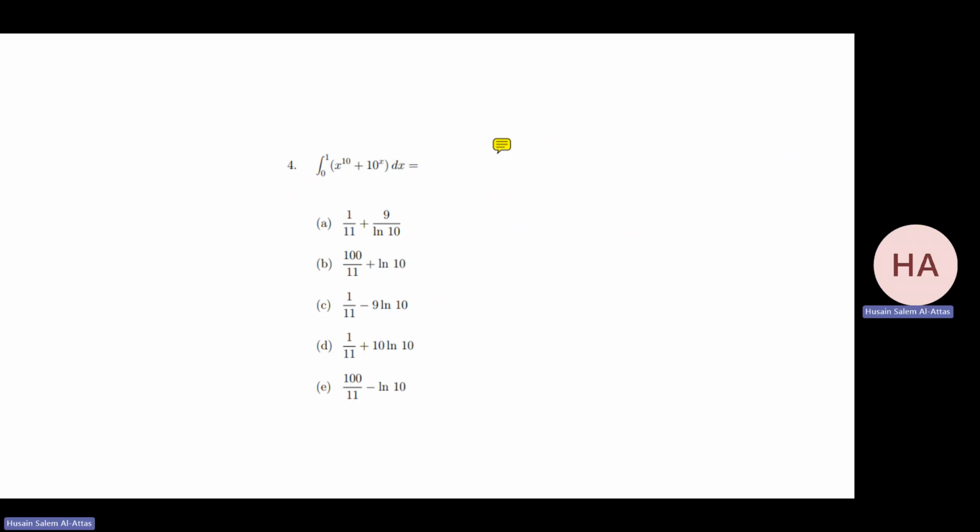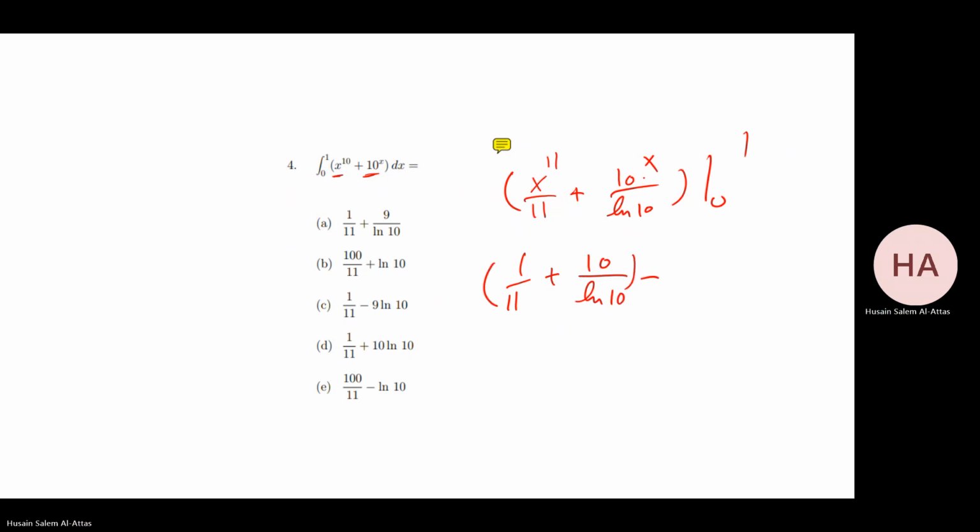Yeah, this is a regular integral, but be careful. This is x to the power 10, and this is 10 to the power x. So that gives me what? x to the power 11 over 11 plus 10 to the power x over ln 10. They want this from 0 to 1. Substitute. You have 1 over 11 plus 10 over ln 10 minus, 0 into the 1, minus 1 over ln 10. So it's 1 over 11 plus 9 over ln 10, which is this.